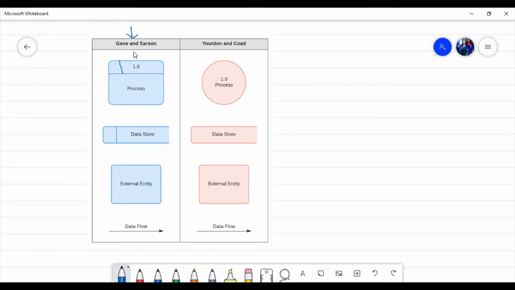Both are correct. For each and every process, we have to put a number, and these numbers are not going to show the order of the process. That means process 1 is maybe not the first process. We use this number just for identification. Normally we use 1.0, 2.0, like that. And this is the process name we have to define in the middle. That's the idea.